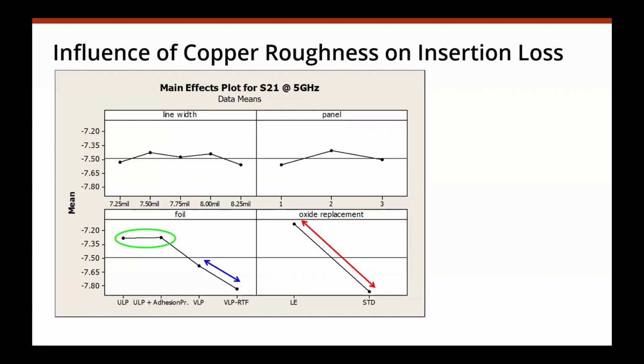The lower right-hand quadrant is the impact of oxide replacement. I will have a better chart for that, but that's one of the factors where the processing of a laminate at a PCB fab will change the surface roughness of the copper, and that of course is also creating an impact on insertion loss.